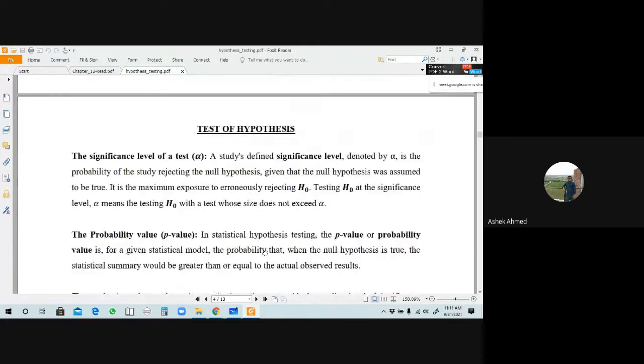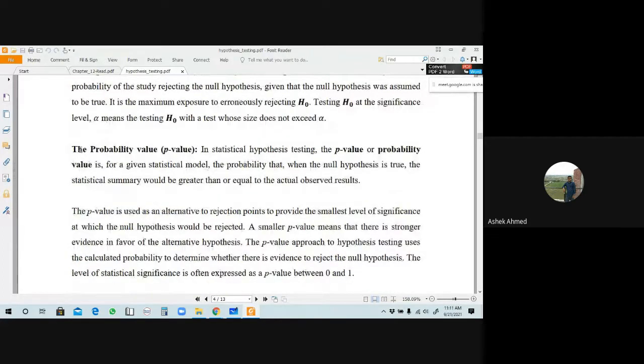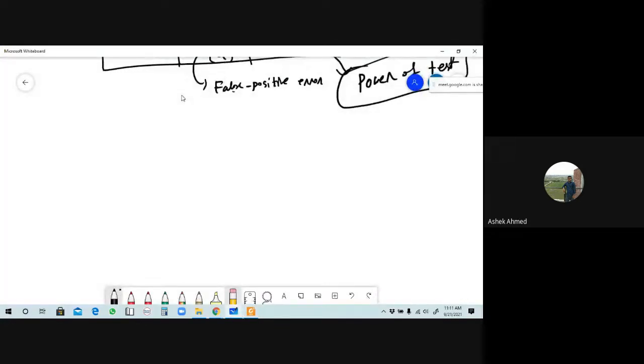That is the point. We already know about the values of alpha. Now we will see another formula, that is probability value. Probability value means the p value. Probability value. Okay, in short that is called the p value.